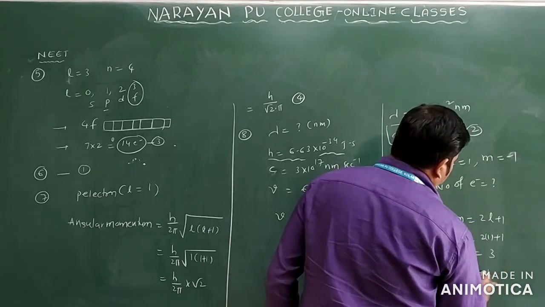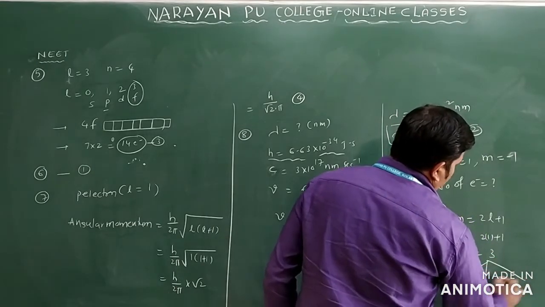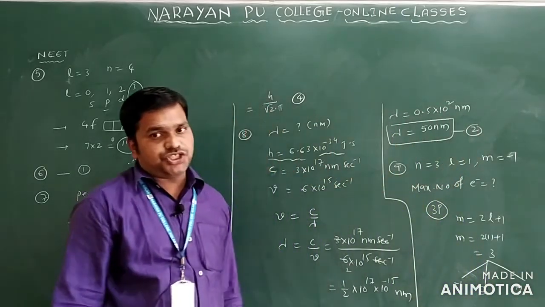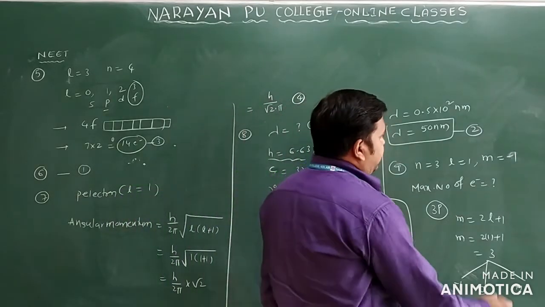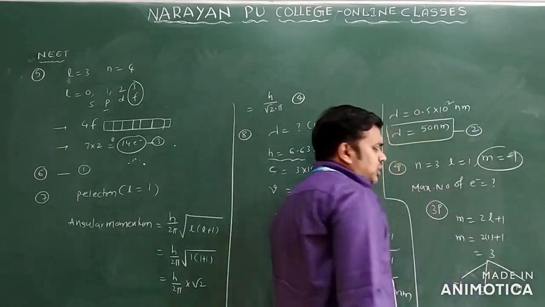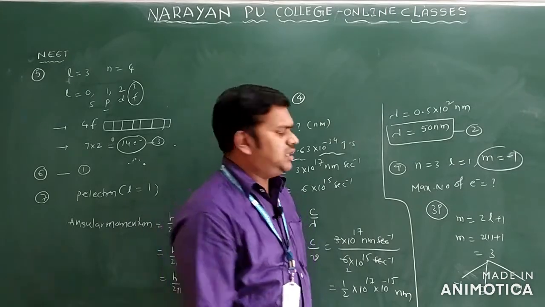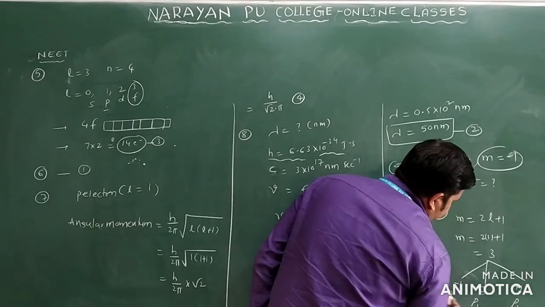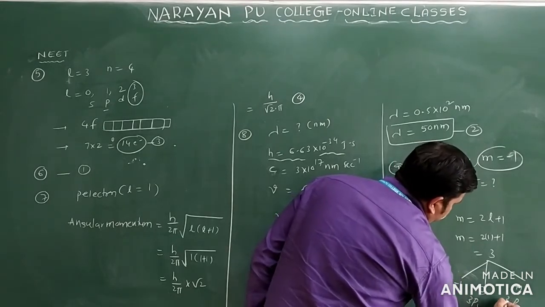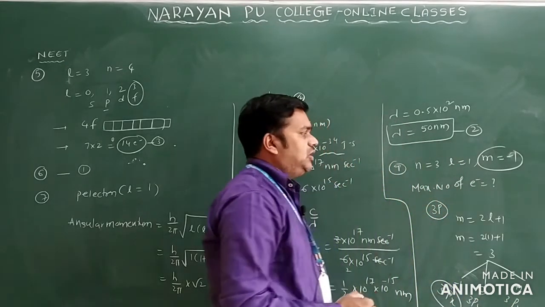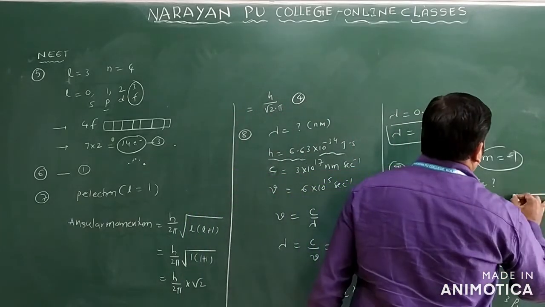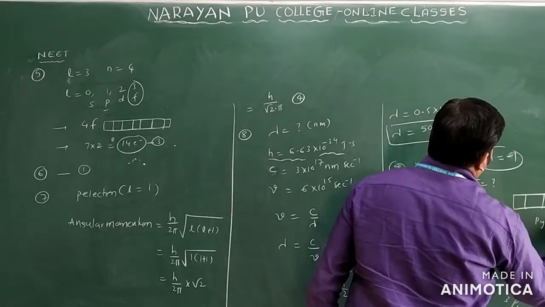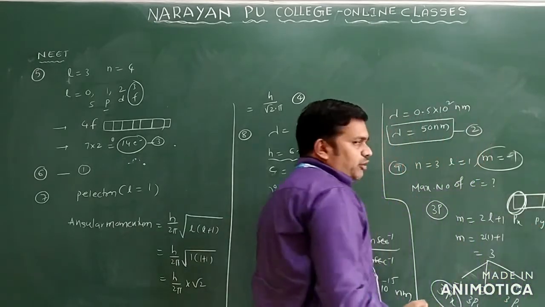So 3 means minus 1, 0, plus 1. Here they give the magnetic quantum number minus 1, which belongs to only one orbital. Suppose I write them as px, py and pz, that is 3px, 3py and 3pz. If we take the px orbital only, this is px, this is py, and this is pz.